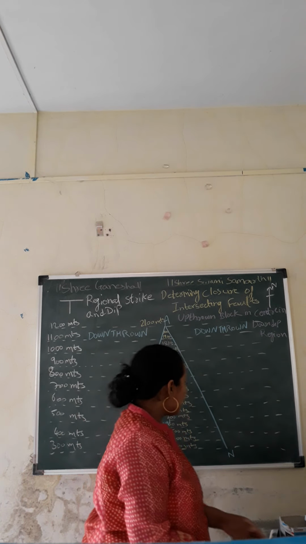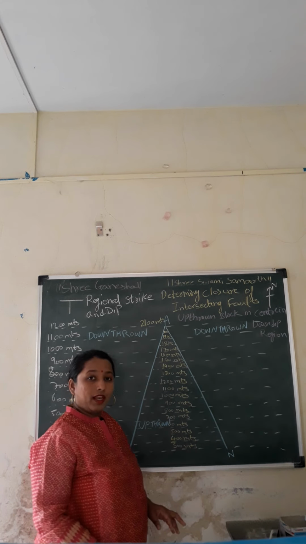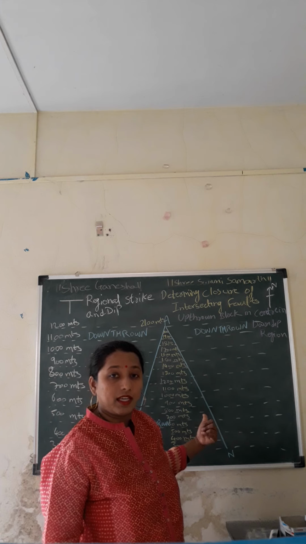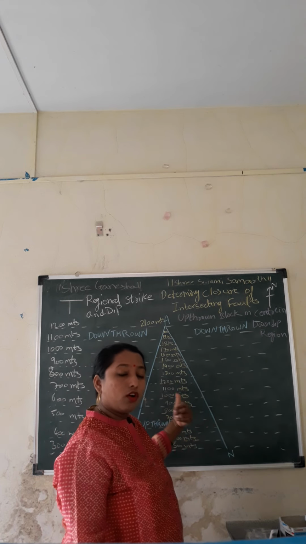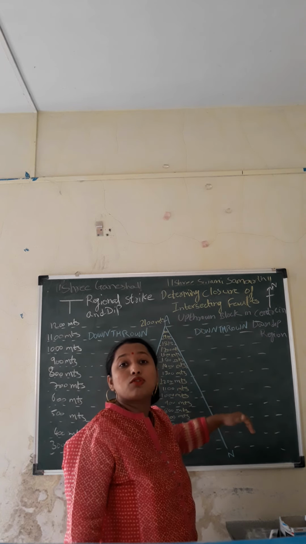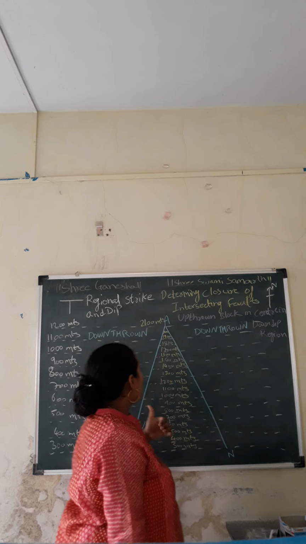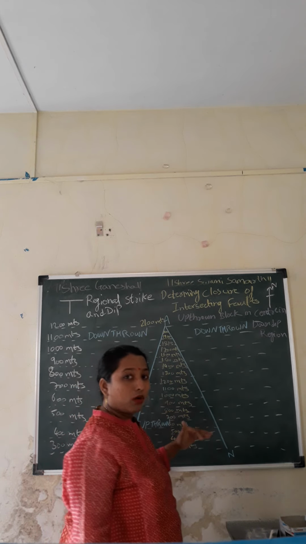So what we understand here is, we want to have the lower boundary of the closed area. In case of partial sealing, the lower boundary of the closed area will be 900 meters down, which is equal to the throw of the fault. So in case of partial sealing, the closure will be equal to the throw of the fault.